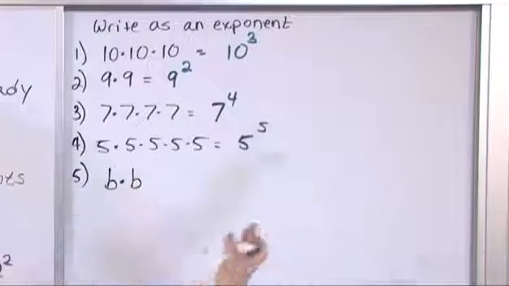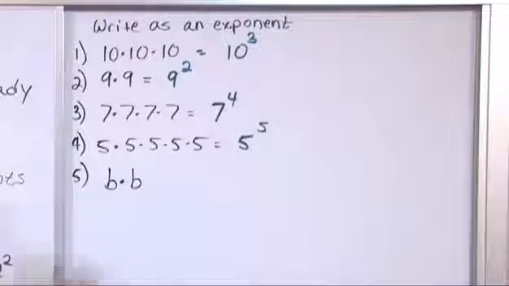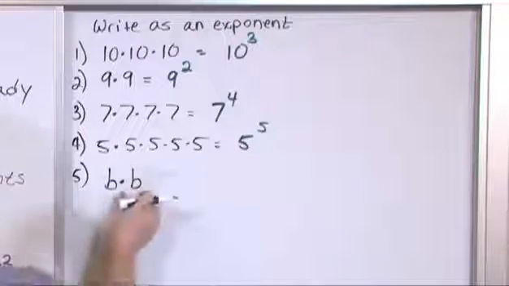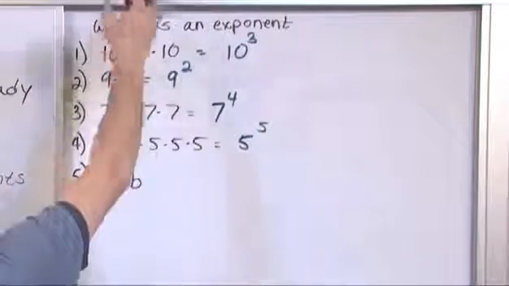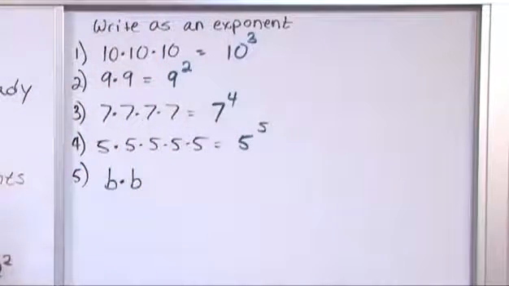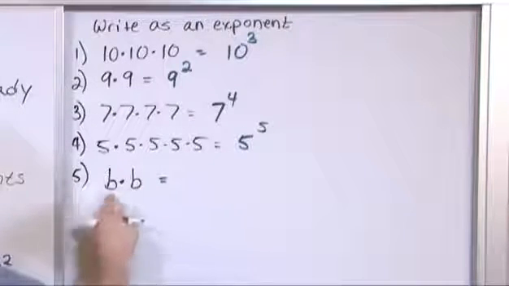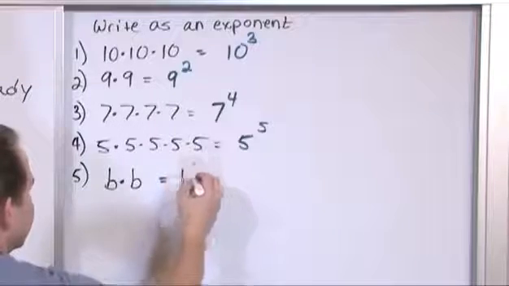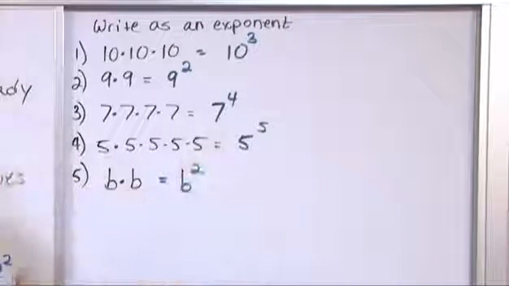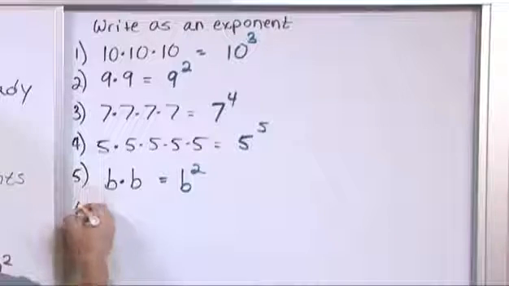Maybe b is some variable, something I'm solving for. Maybe it's the base of a house or something I'm solving for. But for right now, just think of it as a placeholder, but the exact same rules apply. It doesn't matter if it's a letter or if it's a number. The way you write this is you look and you see, well, I've got the same base here, really. So I just say b squared, because there's 2 of them, multiplied by itself 2 times. So you treat it exactly the same way.